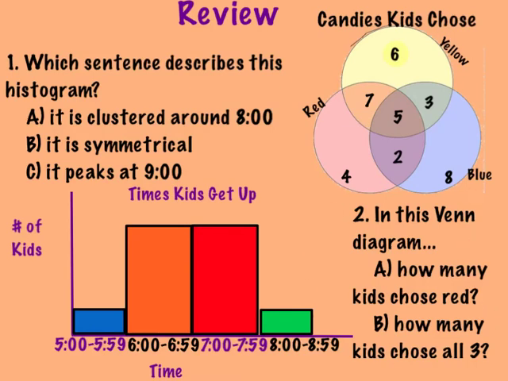Number 2 says, in this Venn diagram, so this one up here, how many kids chose red and how many kids chose all 3? So this diagram shows Candy's kids chose. These are the kids who chose yellow. These are the kids who chose red. These are the kids who chose blue. Pause the video here, do the review, and when you come back, I'll send you over to Maths Mansion.